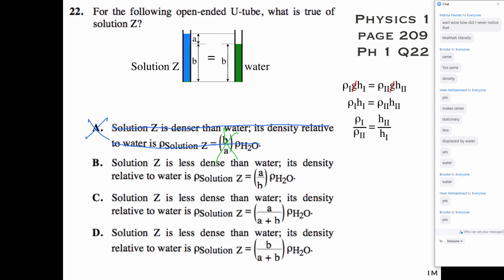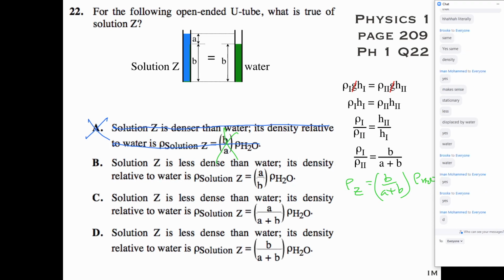Okay, so plugging in row 1, which is Z, is going to equal, oh, sorry, I should have the B. It's going to equal B over A plus B times density 2, which is density of water, which means the best answer is D. Damn, that's a tough question.